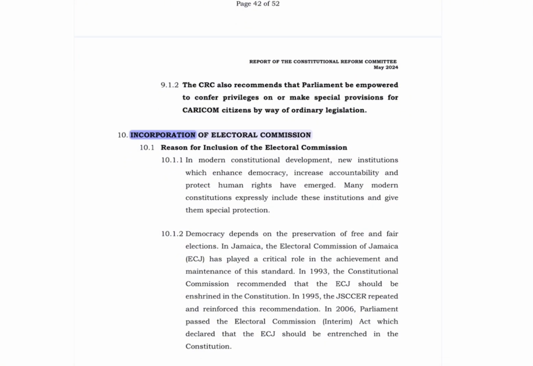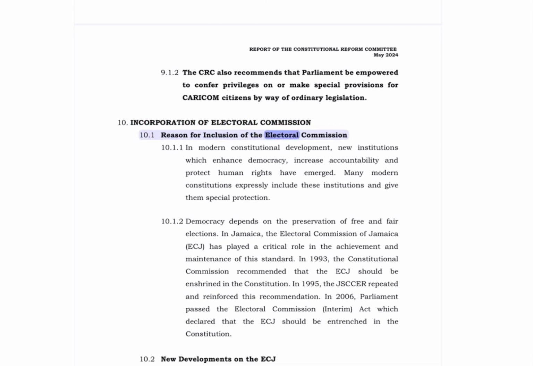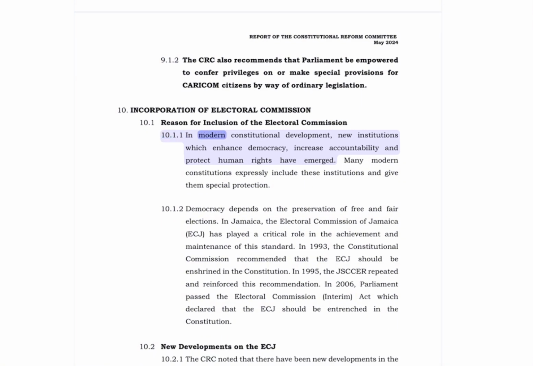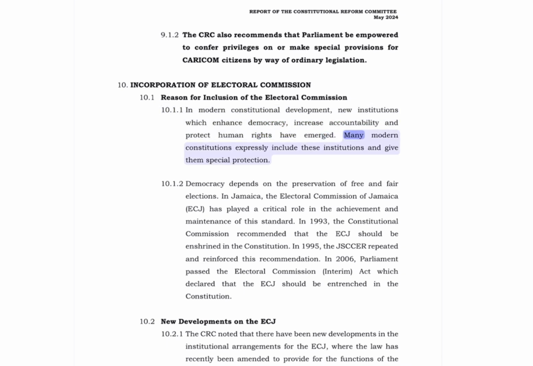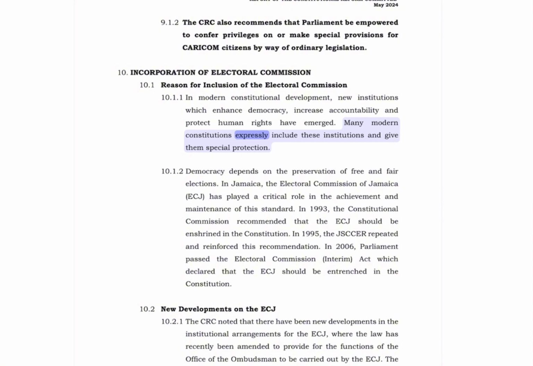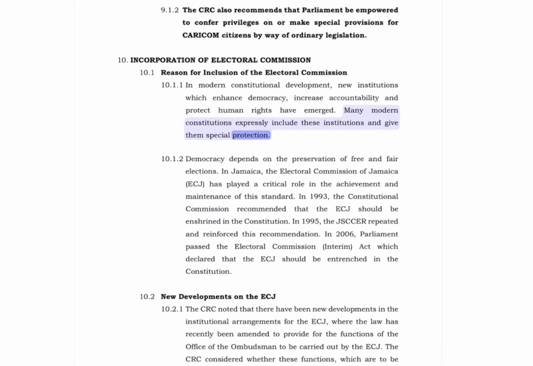10. Incorporation of Electoral Commission. 10.1 Reason for inclusion of the Electoral Commission. 10.1.1 In modern constitutional development, new institutions which enhance democracy, increase accountability, and protect human rights have emerged. Many modern constitutions expressly include these institutions and give them special protection.